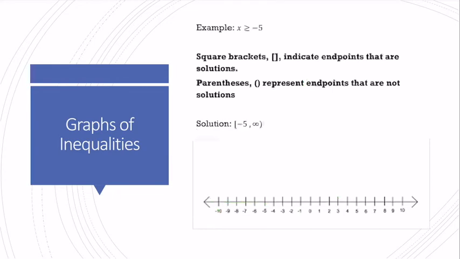Let's do another example. I have x is greater than or equal to negative 5. So negative 5 is part of my solution, and I need to have x values that are greater than that. So that's going to be everything over here. So we'd write this in interval notation as a square bracket, right, because my endpoint is included, negative 5, comma, positive infinity.